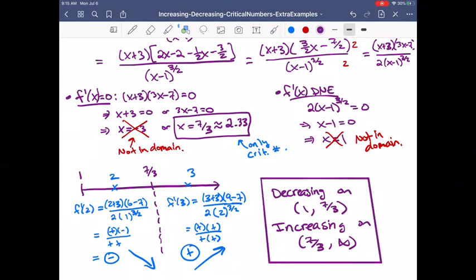So you want to be careful that you remember to throw away all your critical numbers that are not in your domain, because the number line that we use is only to split up the domain, so it has to be only the domain.